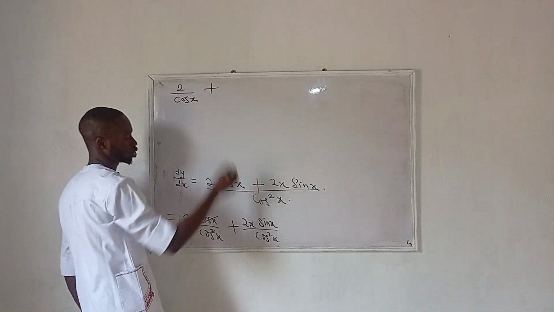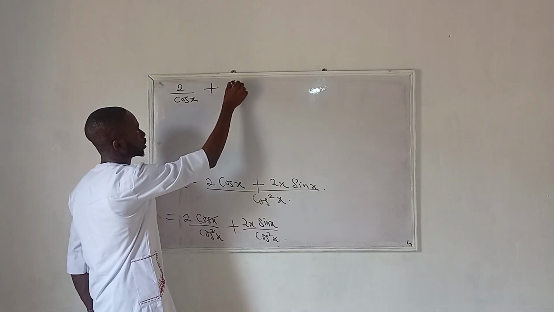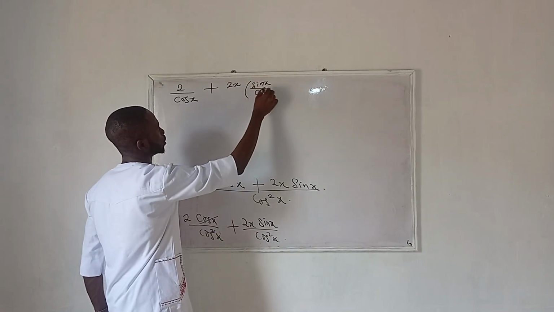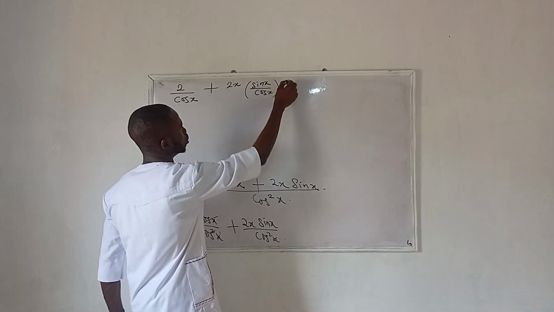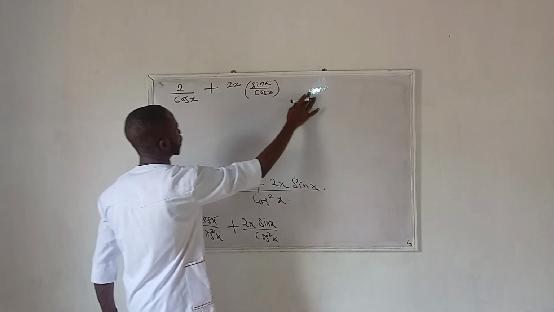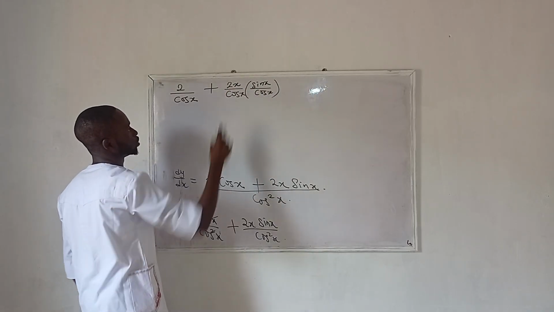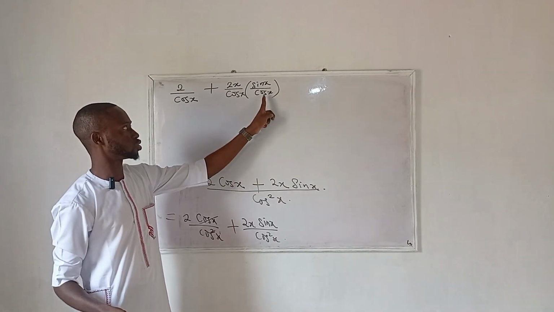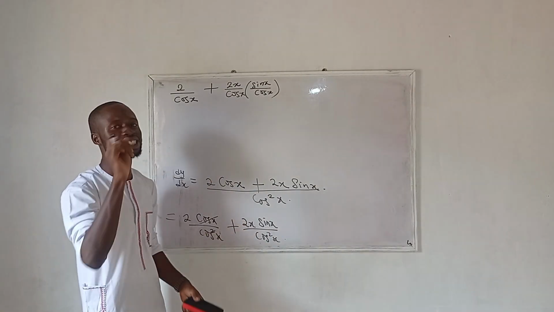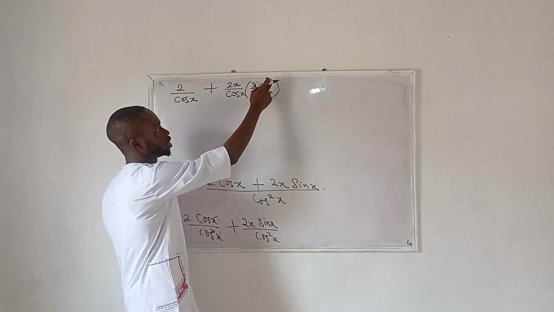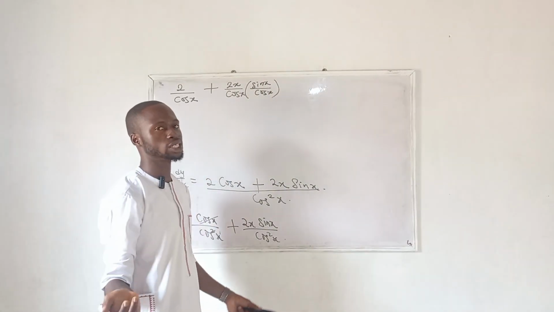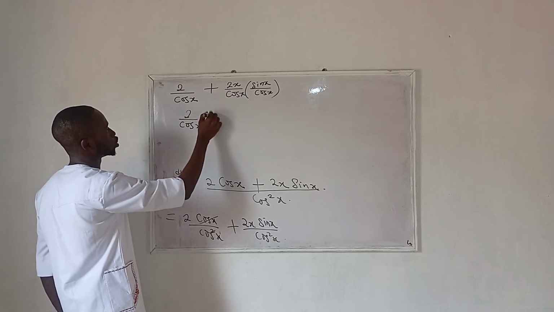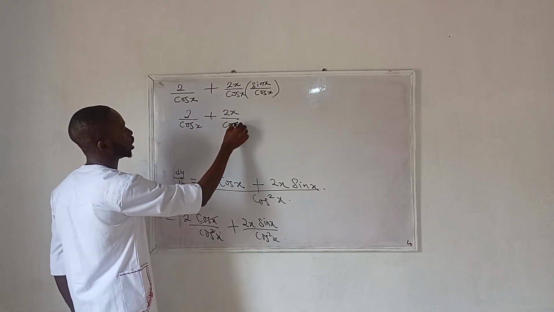Then plus, this is 2x. I can rewrite this to give me sin x over cos x, then 1 over cos x, or rather, I can put it like this, over cos x here, because this is cos²x. cos x times cos x is cos²x, and I split it. Why I did that is because I thought it wise that if I write sin over cos, it is the same as saying tan. So I would have 2 over cos x plus 2x over cos x.